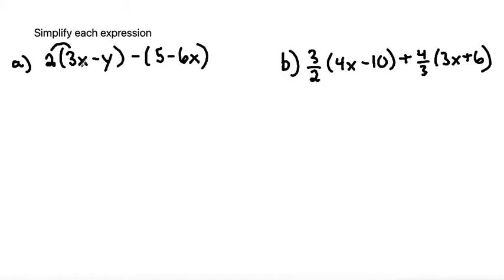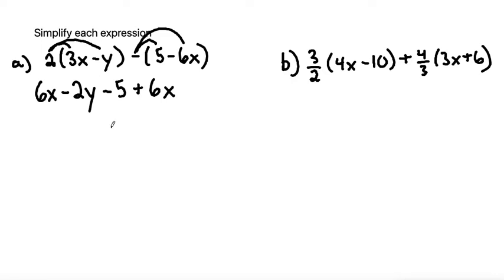So we'll distribute the 2 to the 3x. We'll also distribute it to the negative y. So 2 times 3x is 6x, and 2 times negative y is negative 2y. So that's our first parentheses that's now distributed out. The second parentheses, all we have is a negative in front, but we still need to distribute that negative to each term. A negative times a positive is a negative, so that would be minus 5. And then a negative times a negative is a positive. So negative times negative 6x is plus 6x.